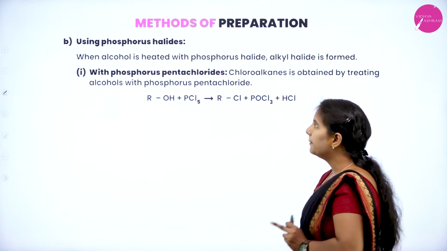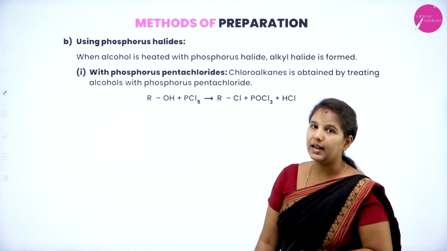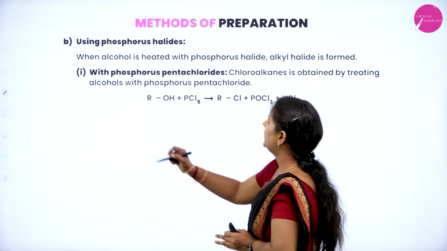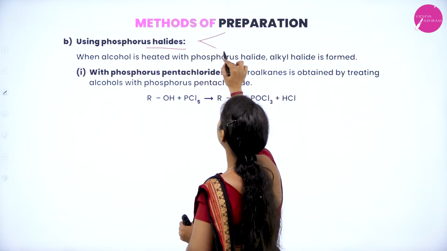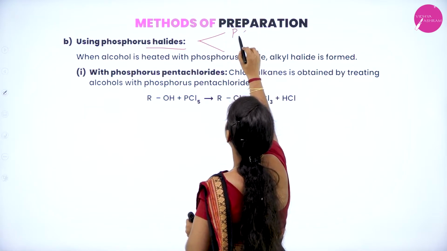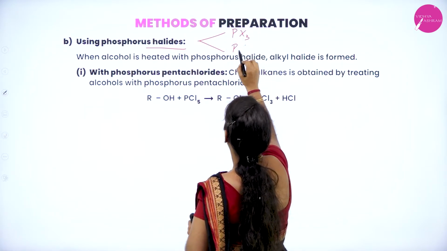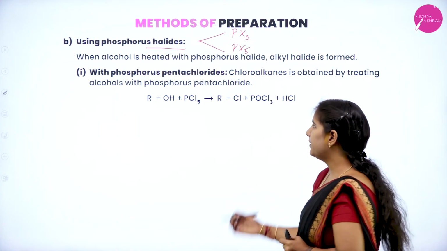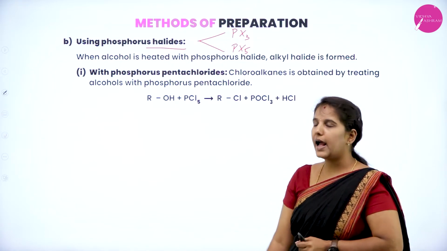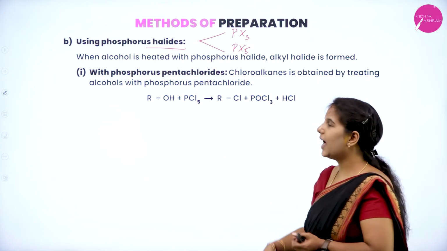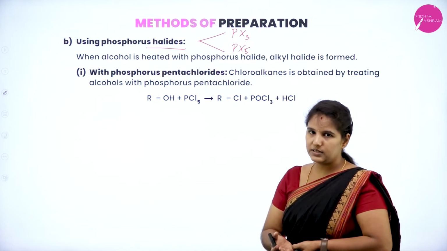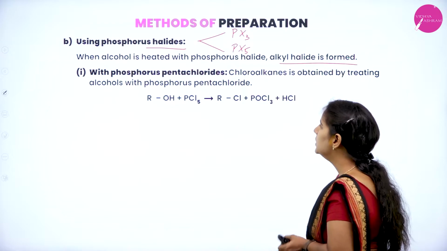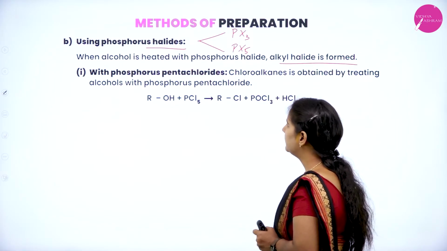Next we have, by using phosphorus halide, how we can prepare the haloalkanes. Phosphorus halide, in the sense, it may be of 2 types. It may be phosphorus trihalide or phosphorus pentahalide also. Okay, so first we will go with the phosphorus pentahalide. We'll see what will be the product. Again, we are taking the alcohols which have been treated with phosphorus halide to form an alkyl halide.